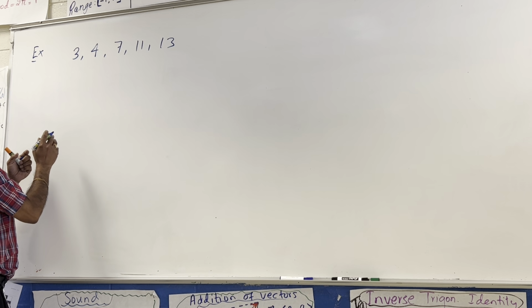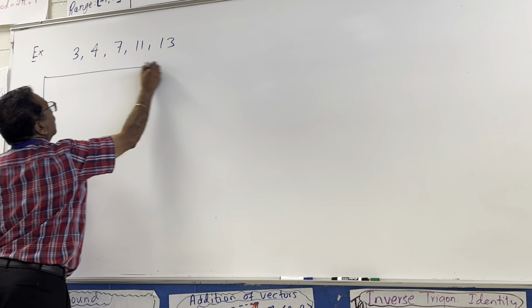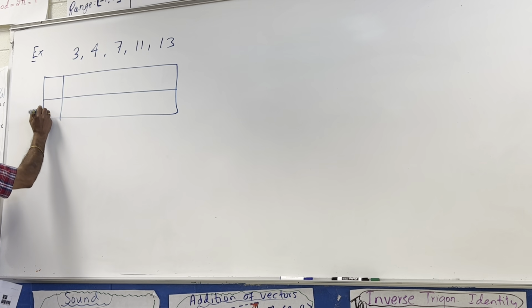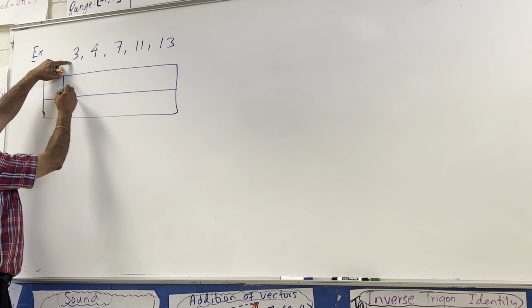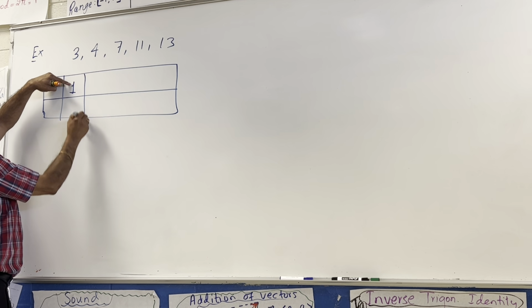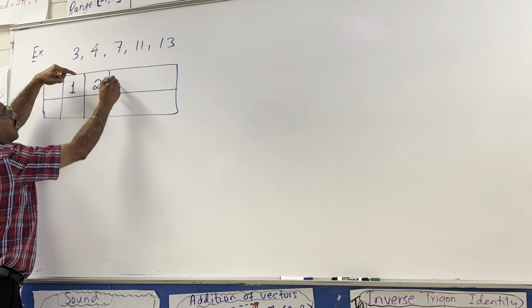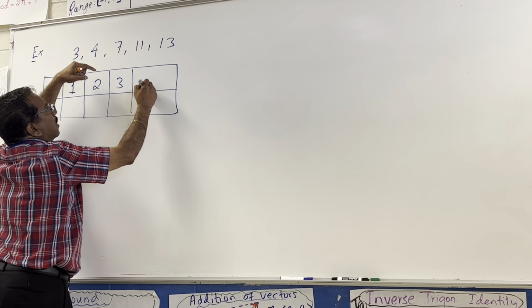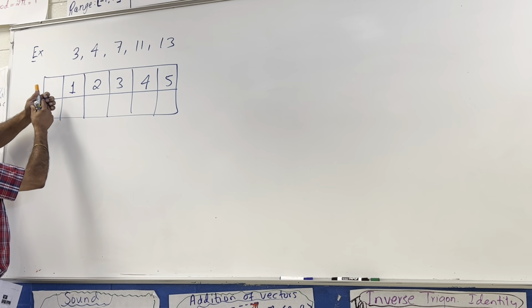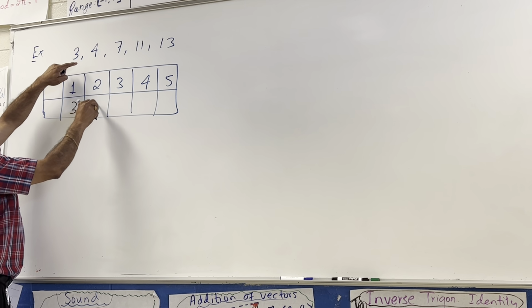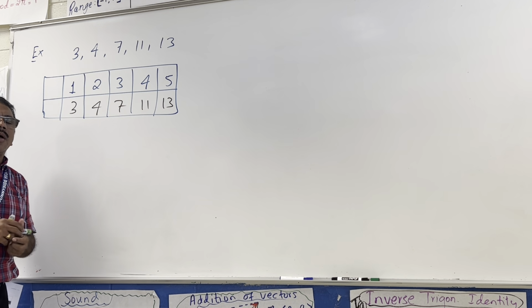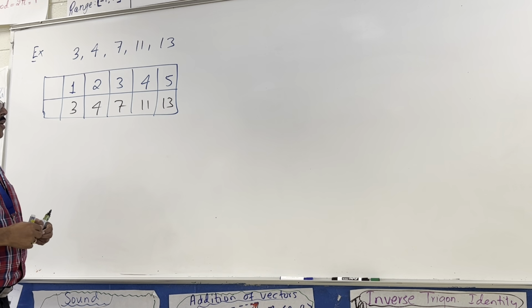I want to make a table out of this. The first number is the first term, or step number, then the second number, the third number, the fourth number, the fifth number, and likewise. The numbers are 3, 4, 7, 11, 13. So a sequence is an array of numbers with some order. There is a rule there.